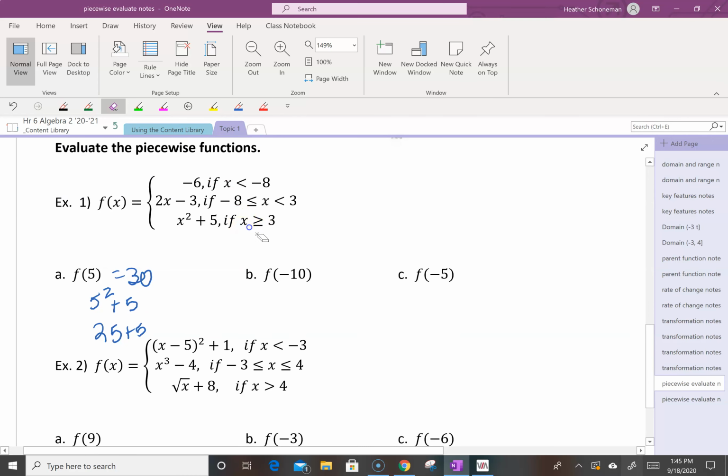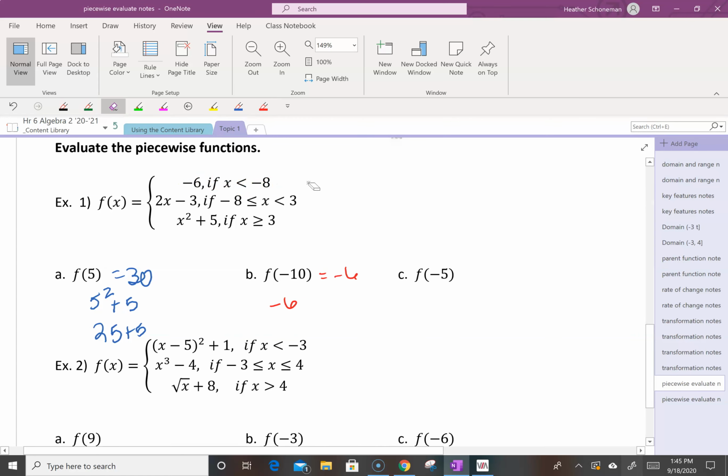All right, let's try this again on the next one. So we'll look at negative 10. Is negative 10 less than negative 8? Yes. Well, this is the best kind, because anytime we have a number less than negative 8, the answer is just negative 6. There's no work.